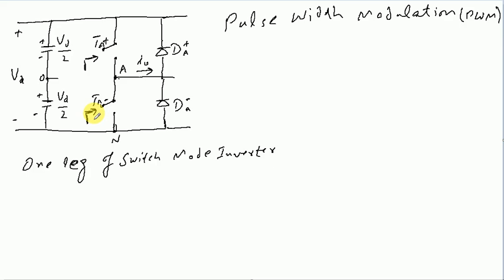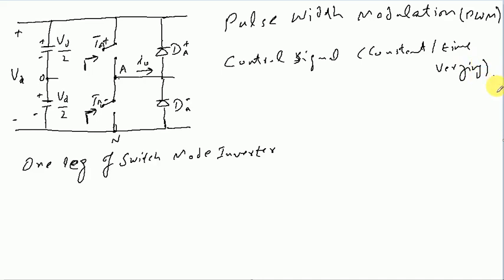Basically, in this pulse width modulation scheme we do have a control signal. This control signal can either be constant, or it can be a time varying signal. We'll see examples of both a constant control signal and a time varying signal. In this discussion, it will be represented by V control.